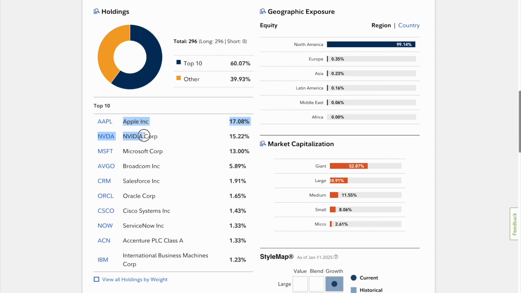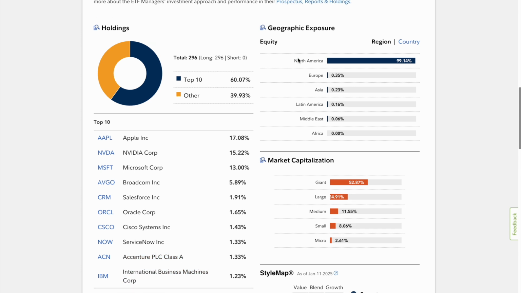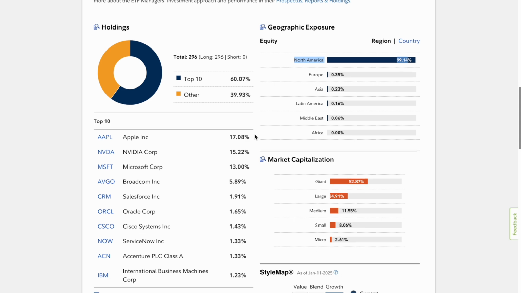And besides Apple, NVIDIA, and Microsoft, let's look at the other ones. Broadcom's starting to come into the picture here and starting to make a runway at 5.89%. Then you have Salesforce, Oracle, Cisco, ServiceNow, Accenture, and then IBM, which is also a monster. As you see here, North American companies, you have no international diversification with FTEC. You just get 99.14% in North America, compared to FSELX, where we had 9% international.